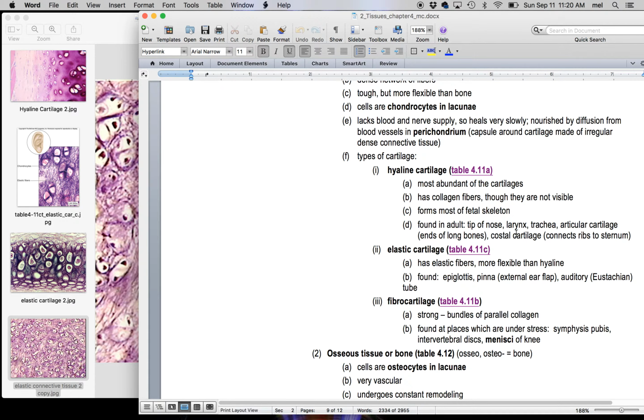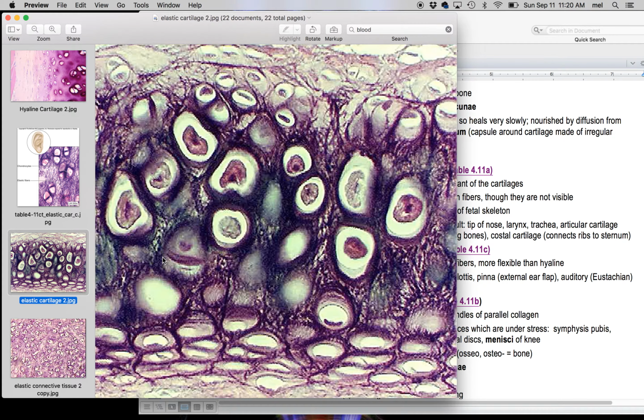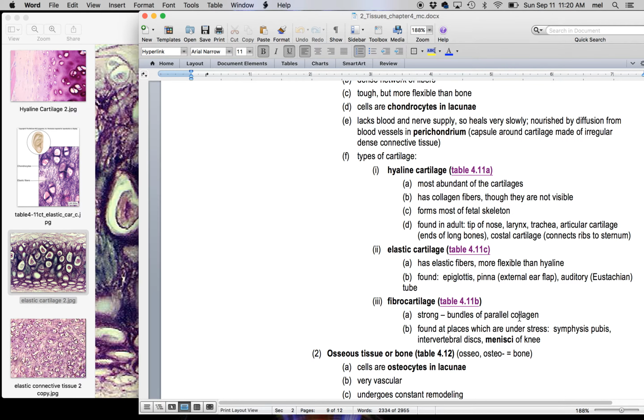This is found in your external ear flap, so the top part of your ear has kind of a bounce to it if you run your finger over it. That is elastic cartilage, also found in your eustachian tubes inside your ear, your inner ear tubes.